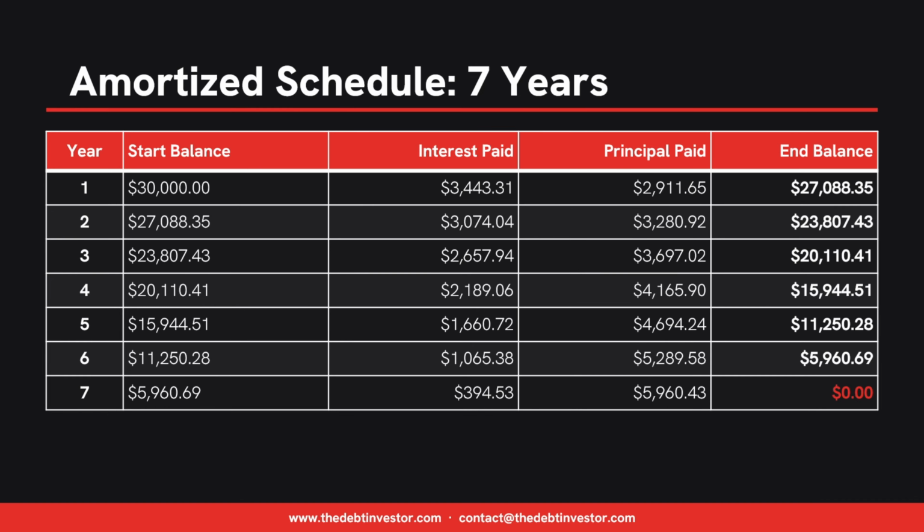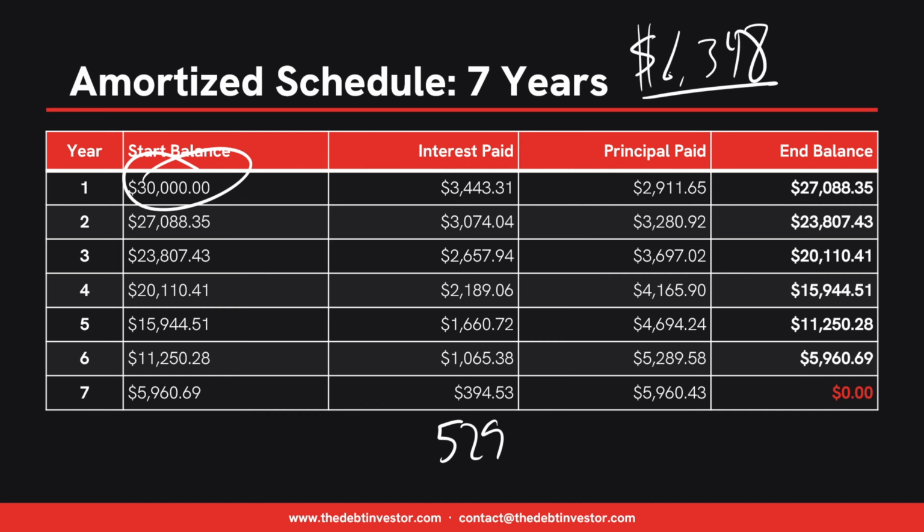And just for those who are curious, or maybe you don't do well with visuals, here's the actual amortization schedule. These are the numbers behind it. In year one, we start with a $30,000 balance. Once again, the payments are $529, so $529 times 12 is $6,348 per year in payments. And that is broken up as seen here. The first year, $3,400 goes to interest, and the remaining $2,900 goes to principal.